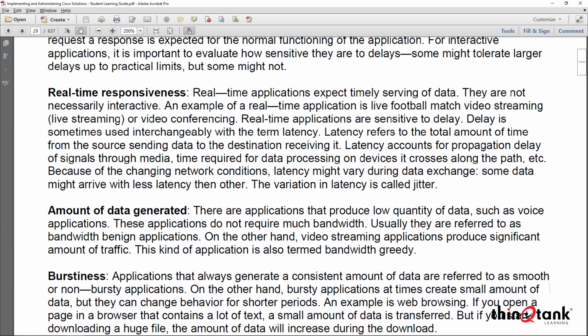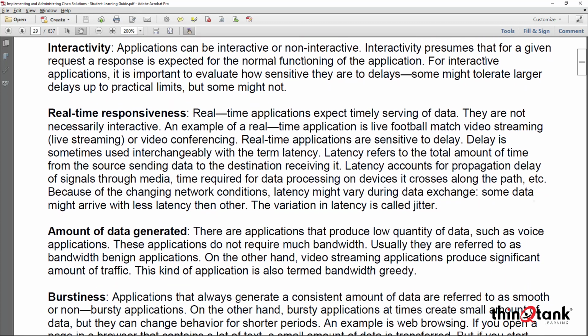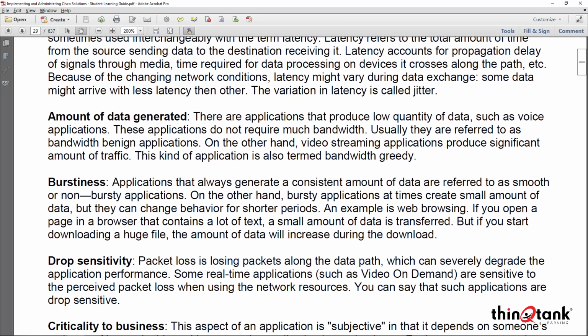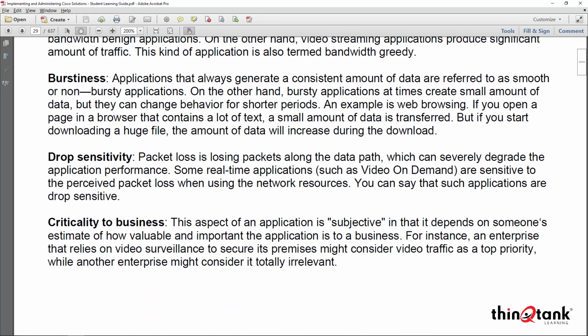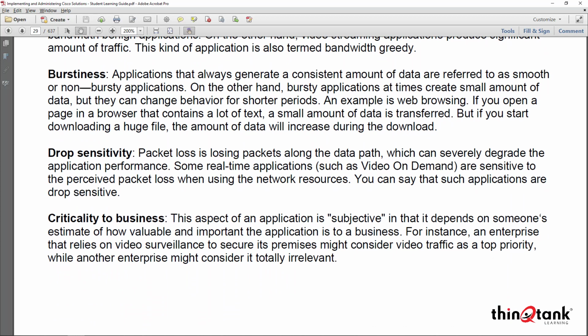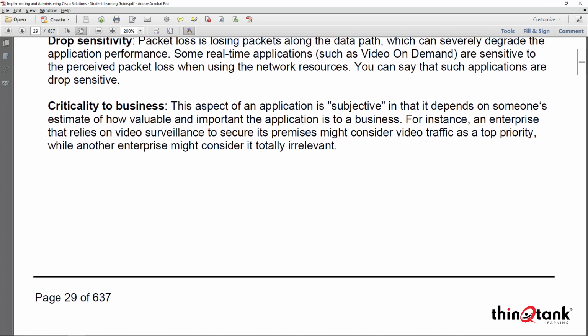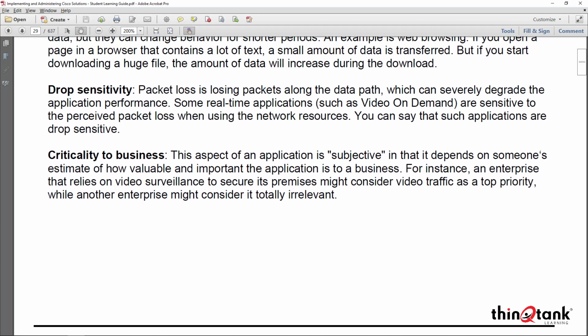Now, most of these things we see listed regarding interactivity, real-time responsiveness, the amount of data being generated, the burstiness, and the drop sensitivity are all things that we can address with tools on the network to ensure that data gets treated differently. Those tools, we talked about previously, are primarily related to implementing some sort of quality of service solution on the network. That's what's going to provide us the ability to ensure that the data and the processing of that data fit within specific criteria.